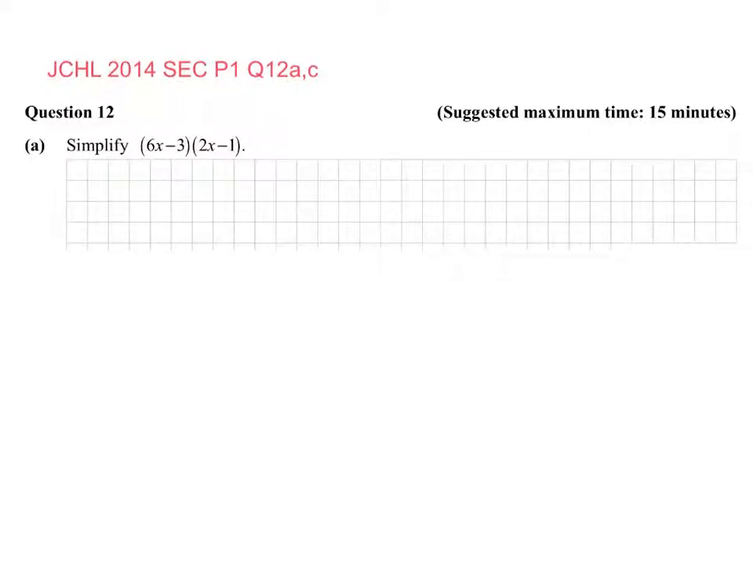Junior Cycle Higher Level 2014 paper from the SEC, Paper 1, Question 12. We'll just do Part A and Part C. So Part A is a straightforward manipulation of algebra. We're asked to simplify it. What it means here is they're asking us to multiply out the brackets.